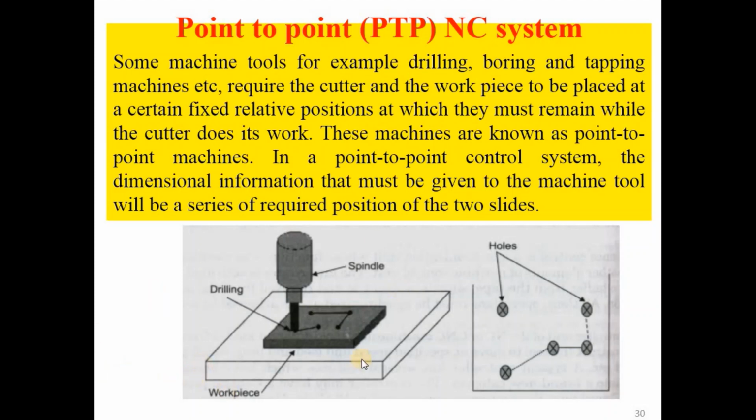You can see here this is the desired path, and this is the actual working machine. This is the spindle and workpiece, and these are the required holes, the desired holes. We are going to drill these holes. So in point to point, we have to fix the relative position between workpiece and cutter. It is one of the requirements.